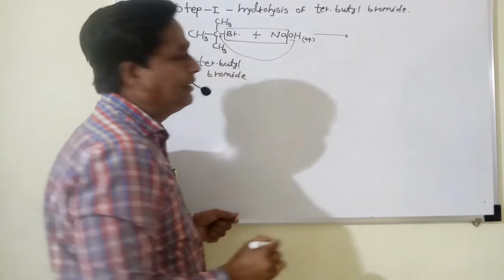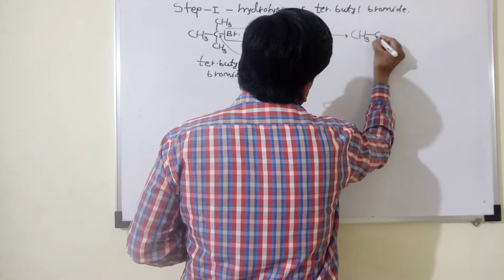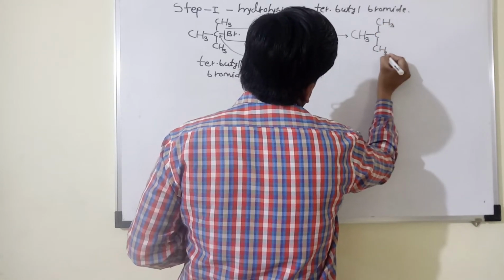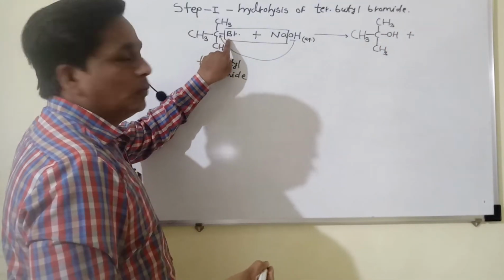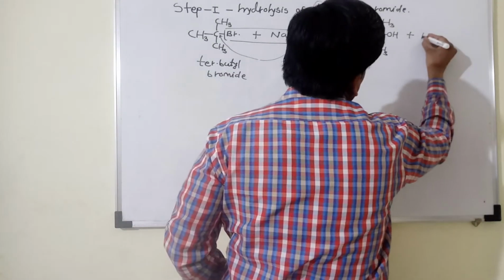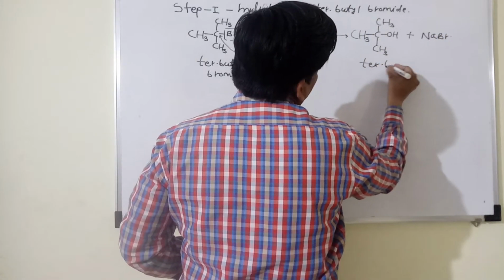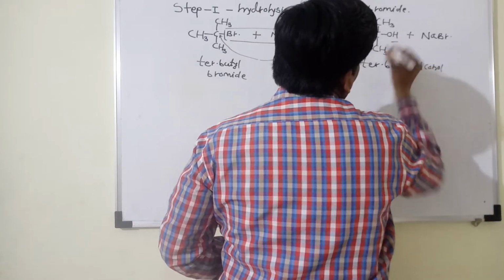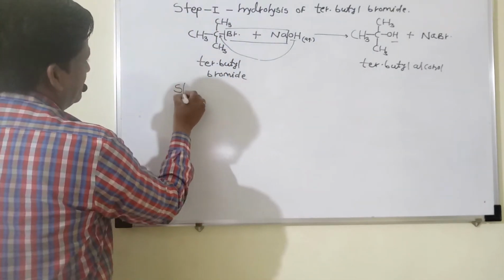This is a nucleophile, and here we get tertiary butyl alcohol. This is the structure of tertiary butyl alcohol, (CH3)3C-OH, and NaBr is removed. Br from this tertiary butyl bromide and Na from NaOH, so the byproduct is NaBr. The name of this compound is tertiary butyl alcohol. If a hydroxy group is there, that is the alcohol. Now we see the second step.